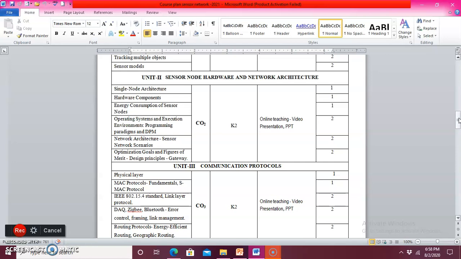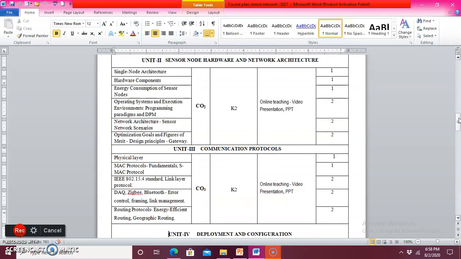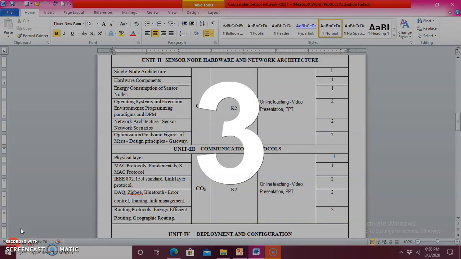Then the design principles while talking about the sensor network, the optimization goals and figures of merit. While seeing this topic, we also connect with the operating system and the execution environment. This is also discussed in the second unit. And the communication protocol unit talks about the MAC protocol, and in MAC protocol, IEEE 802.15.4.